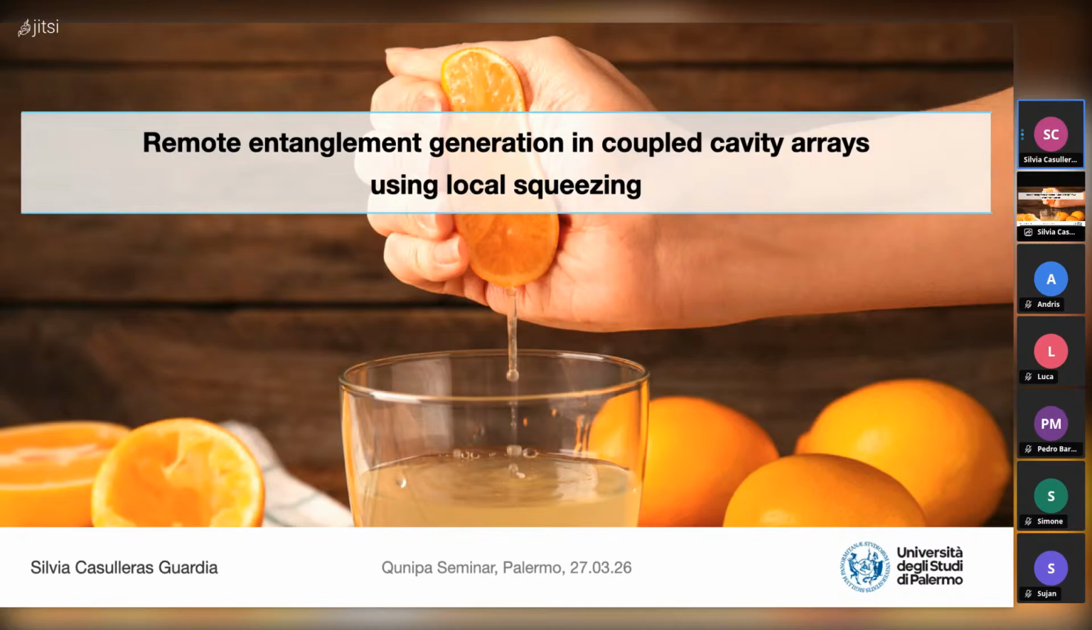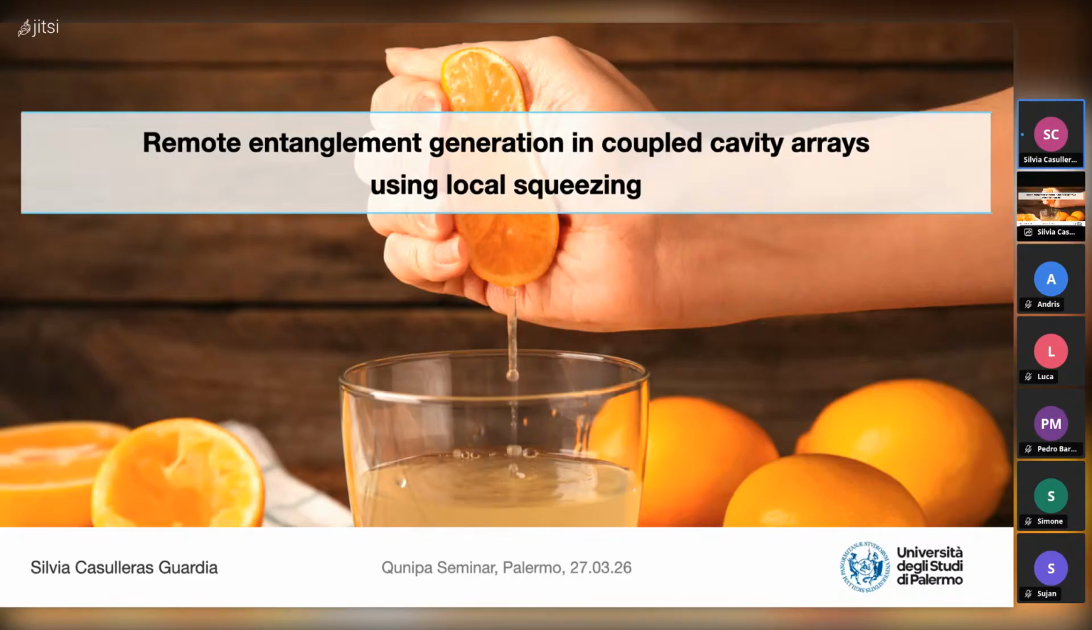Yes, so today I would like to explain this project that I've been doing during this time as my postdoc here, which was done together with Luca Leonforte, Margherita Valenza, Francesco, and Angelo. And since the title is a bit long, it's remote entanglement generation in cathode cavity arrays using local squeezing.